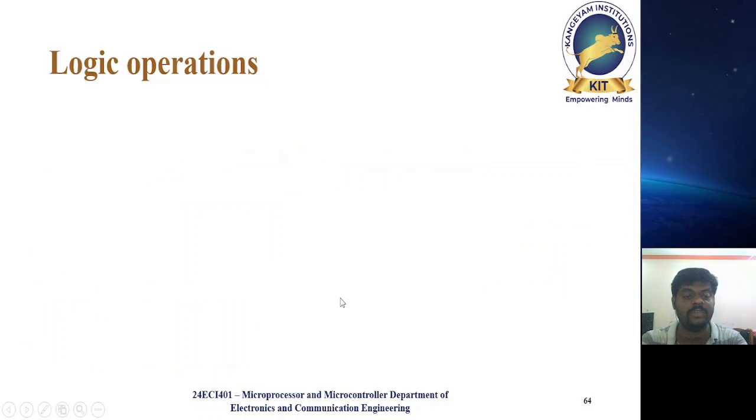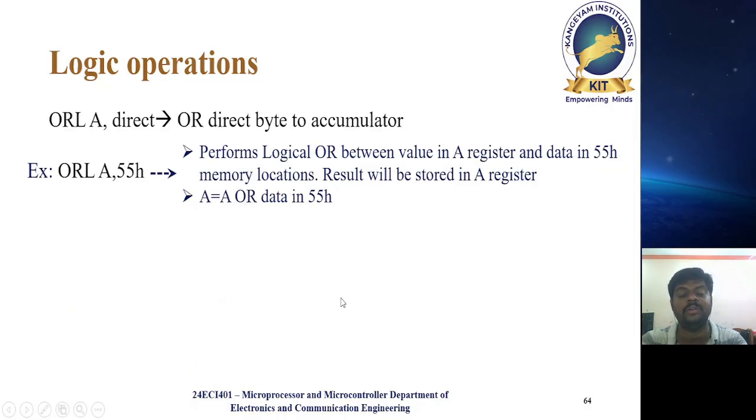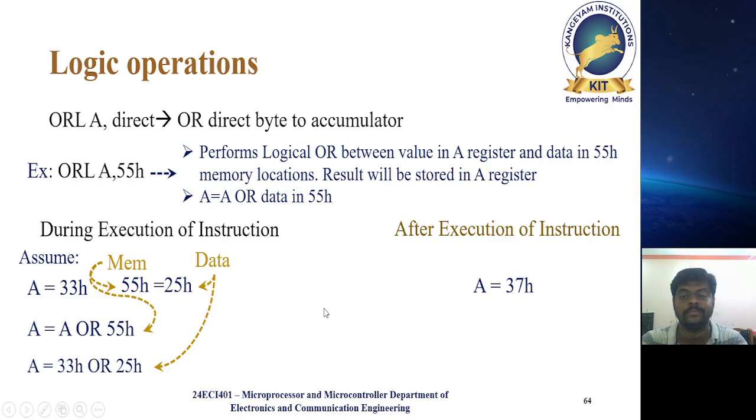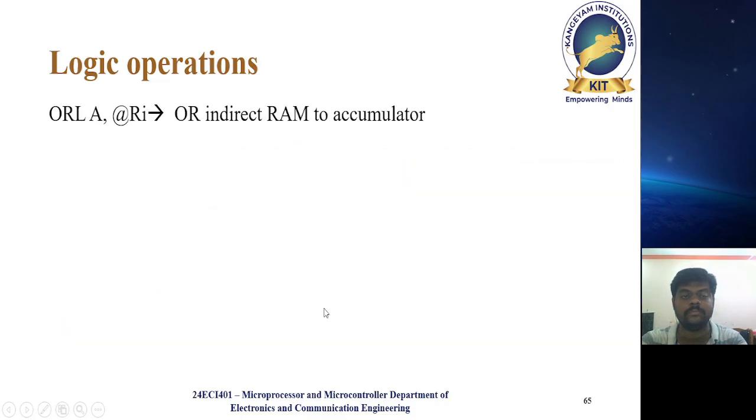So likewise we will have all the different instructions specifically for OR operation. ORL A comma 55, we have seen ANL A comma 55, that means direct addressing. Here it is ORL, so no change in that. I am not going into depth, the only difference is that instead of ANL we will be putting ORL. Here also indirect addressing, instead of ANL we are keeping ORL.